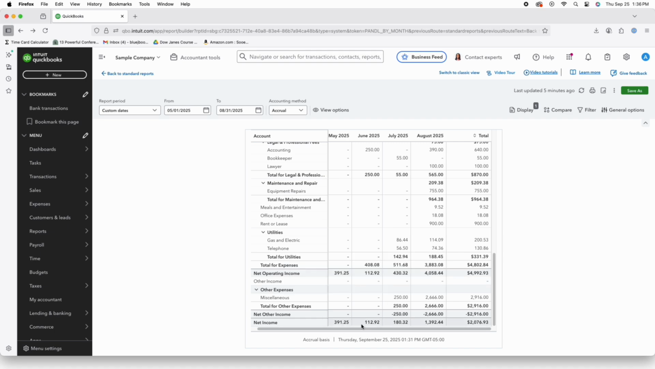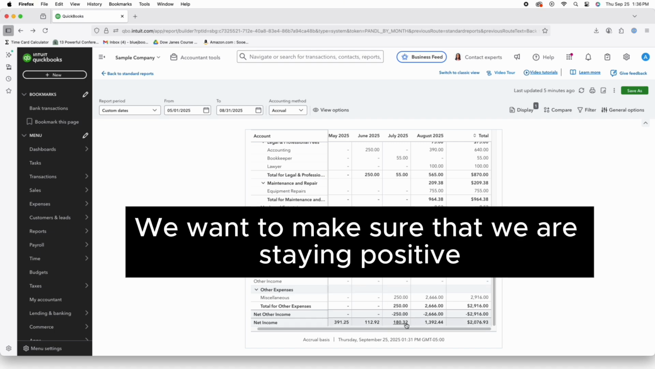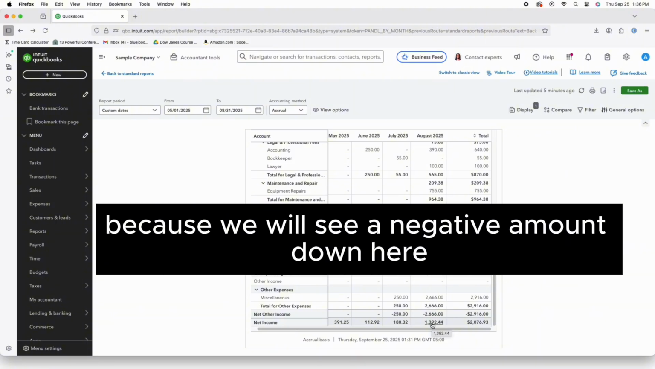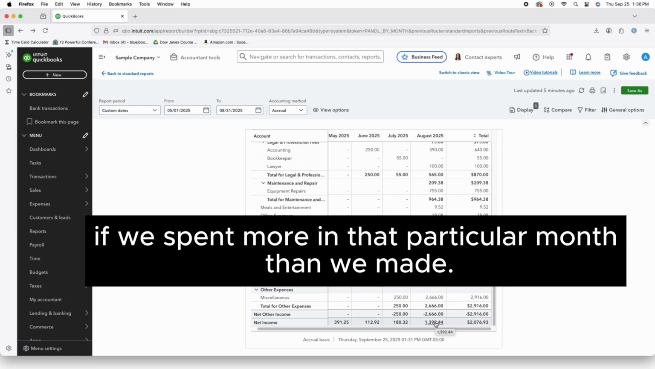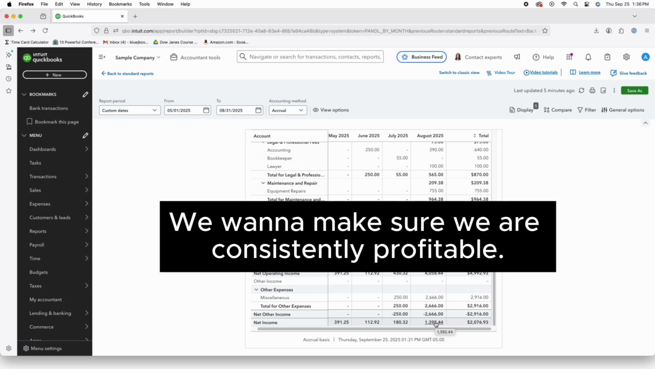net income. We want to make sure that we are staying positive, because we will see a negative amount down here if we spent more in that particular month than we made. We want to make sure we are consistently profitable.